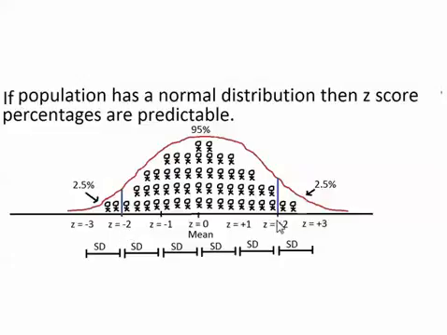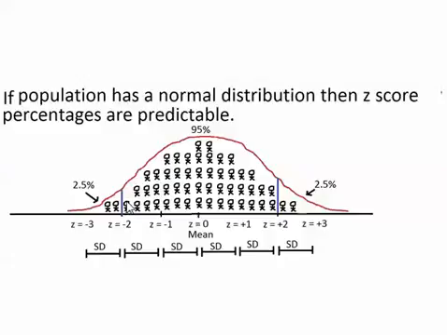Since IQ scores follow a normal distribution in the population, we know that 95% of the population has an IQ between 70 and 130, because like I said, if the population is normal, then 95% of the population falls between the z-scores of -2 and +2.